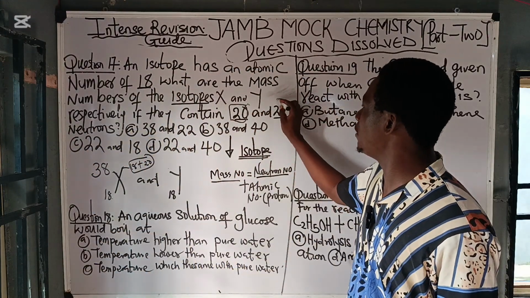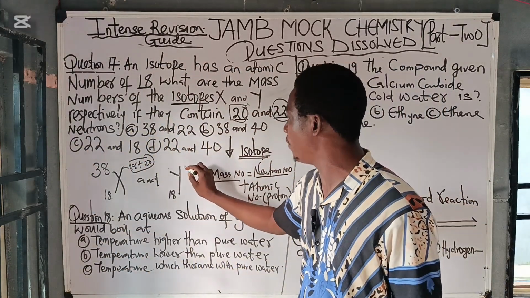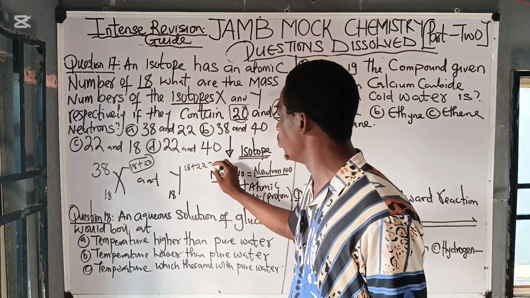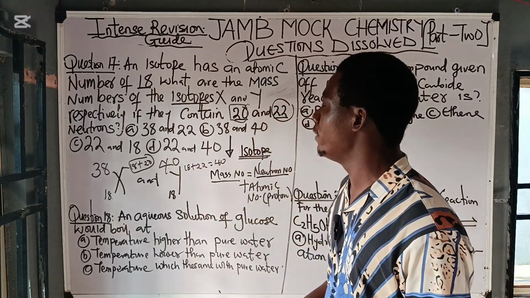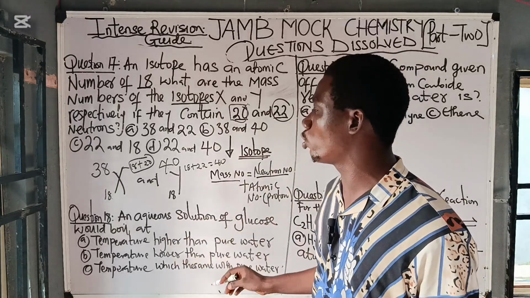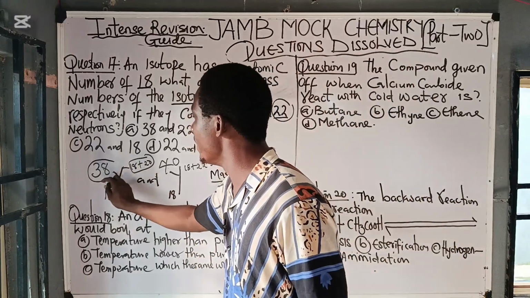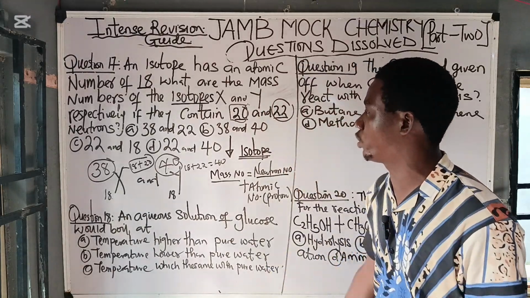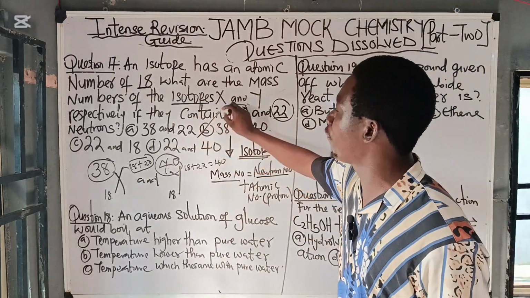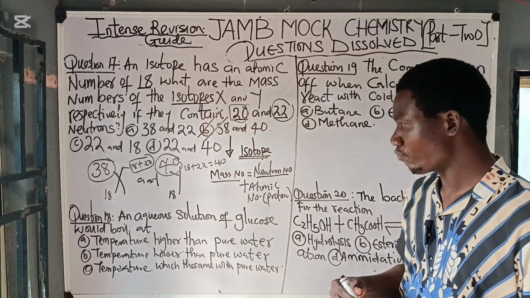The other has a neutron number of 22. So you have 18 plus 22 to give us 40. So the mass number here is 40. So the mass numbers of both isotopes are 38 and 40 respectively. So what's the answer to the question? 38 and 40. That is the answer.